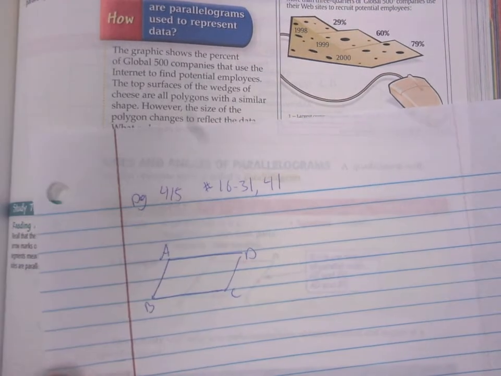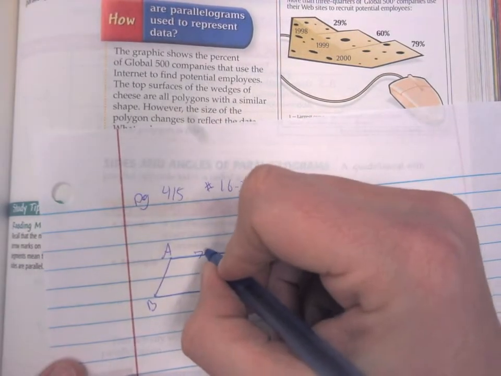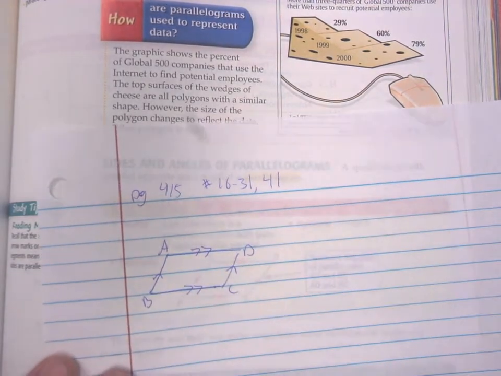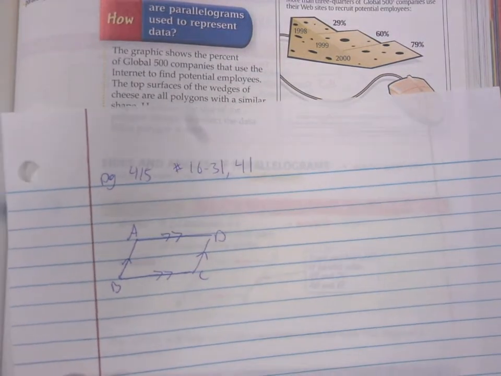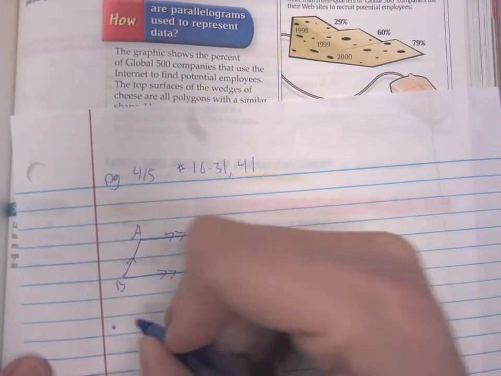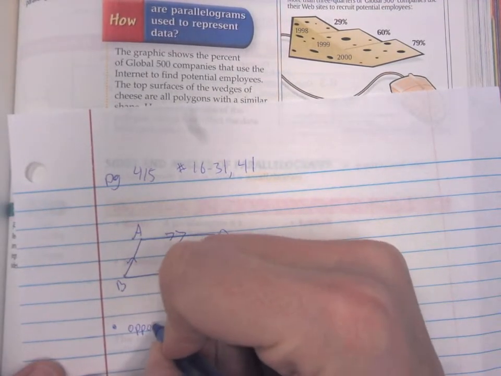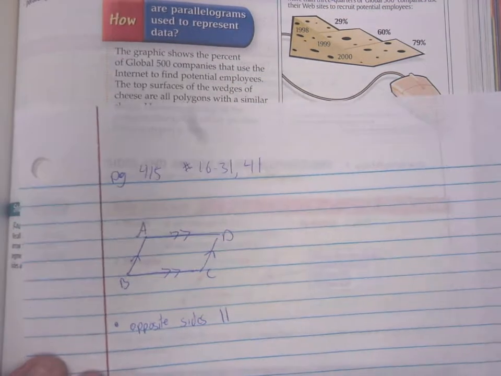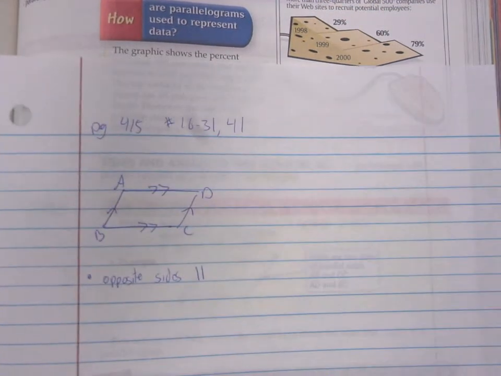It doesn't really matter how we label it, but once we label it, we can use that to make some conjectures. Here's what we know from the definition: the definition of a parallelogram is that the opposite sides are parallel. I'm going to use that abbreviation. Remember, this is the symbol for parallel.